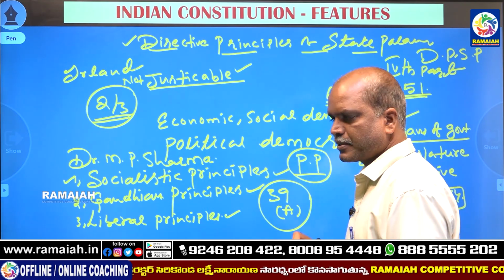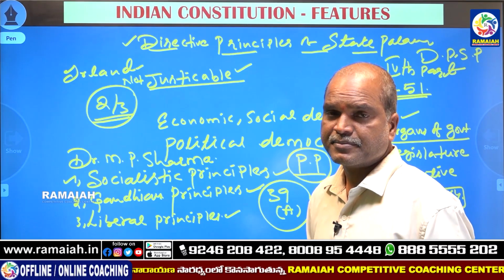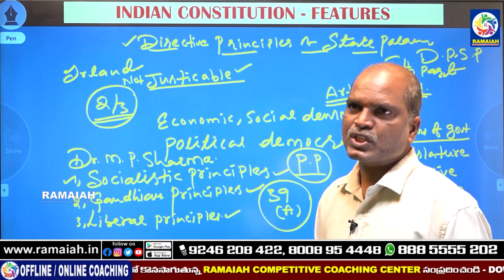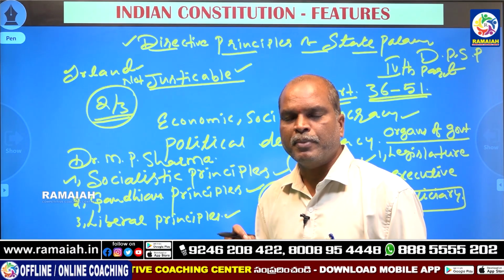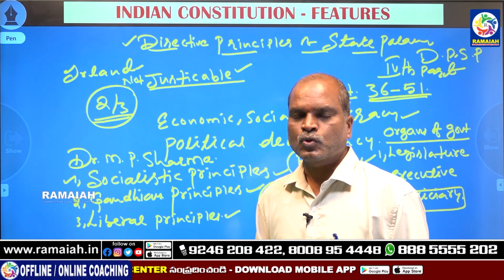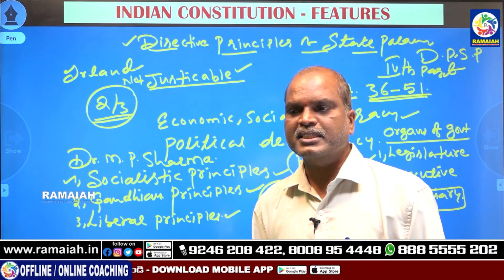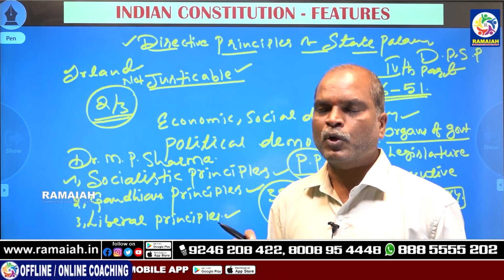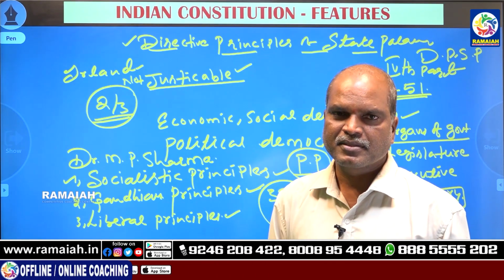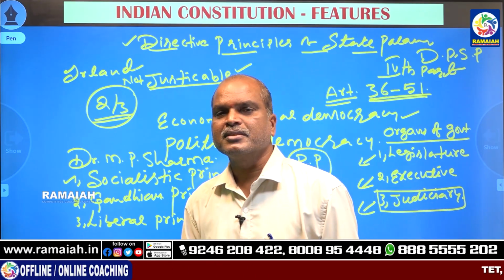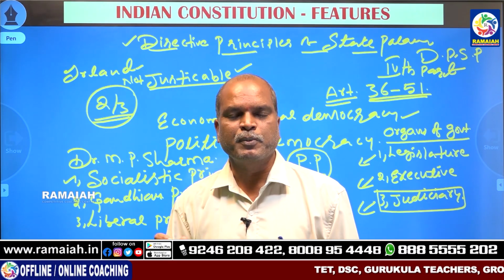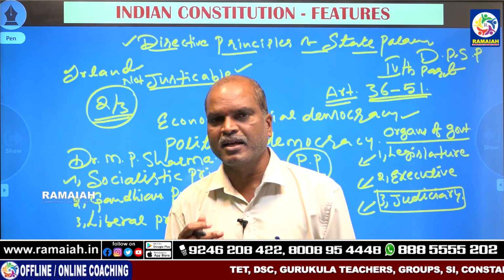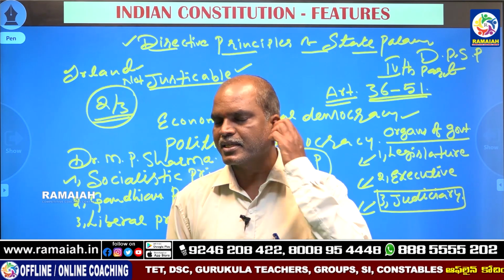Article 47, prohibition of liquor. One should not manufacture liquor, should not sell liquor, and should not buy liquor. Totally, Article 47 says the prohibition of liquor is a must. But governments are not implementing that. Some of the state governments are following prohibition of liquor, like Bihar, Kerala, Gujarat, etc.